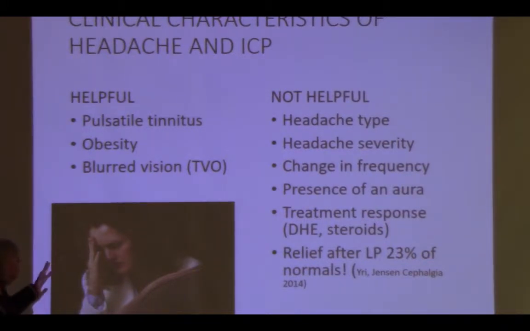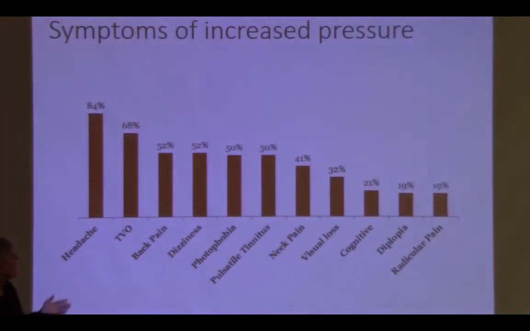Obesity, if somebody is obese, sometimes those people are at higher risk to develop intracranial hypertension. And then blurred vision or transient visual obscurations, where your vision dims out for a period of time and then it comes back. Those are more helpful than just the kind of headache you have.